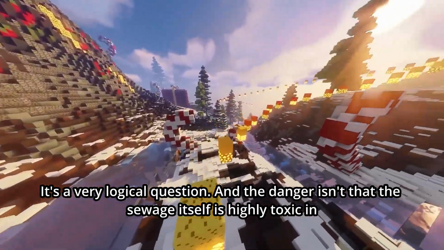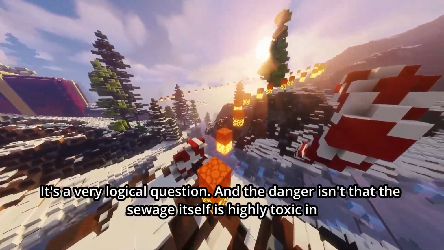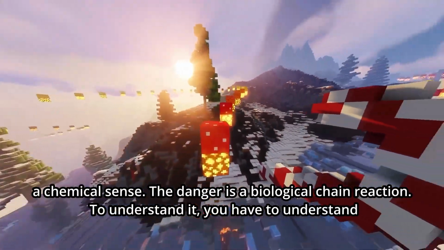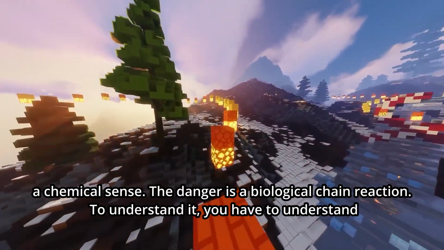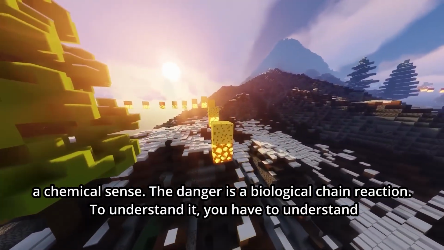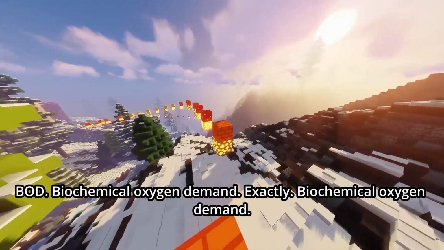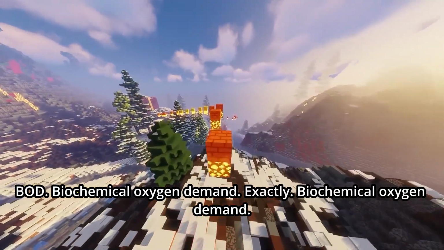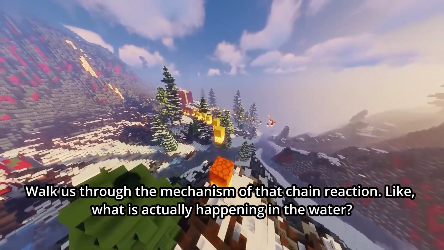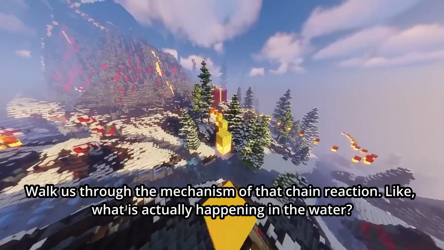It's a very logical question. And the danger isn't that the sewage itself is highly toxic in a chemical sense. The danger is a biological chain reaction. To understand it, you have to understand BOD. Biochemical oxygen demand. Exactly, biochemical oxygen demand. Walk us through the mechanism of that chain reaction. Like, what is actually happening in the water?